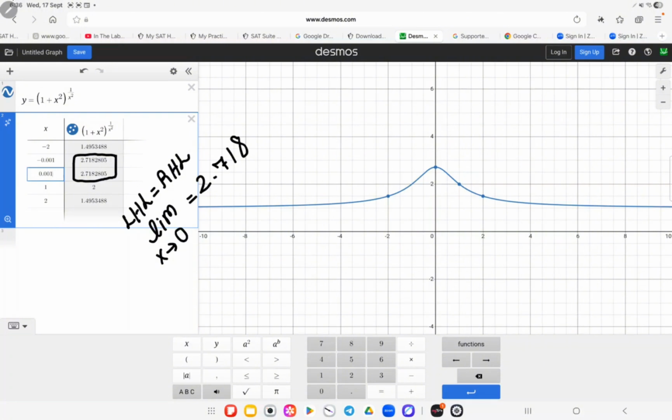How about solving it, Mr.? Solving it, we cannot solve it without a graphing calculator because you will get undefined without it.